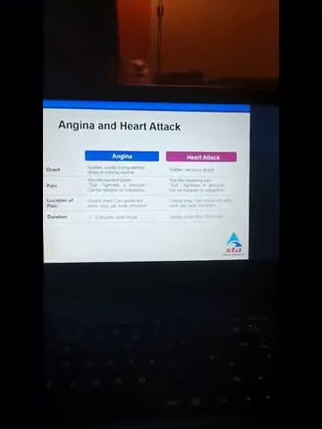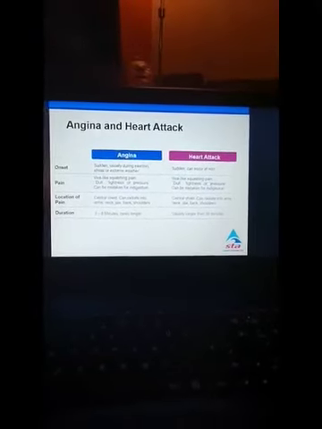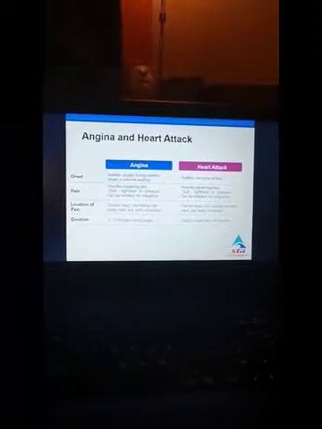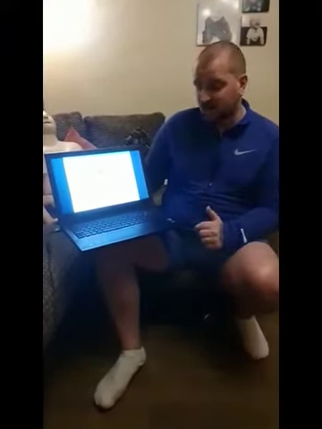The difference between the two conditions is the duration. An angina attack usually lasts 3 to 8 minutes and is rarely longer, whereas a heart attack usually lasts longer than 30 minutes. If you come across somebody experiencing these symptoms and you're timing it, and the symptoms start to wear off after about 8 minutes, then that's an angina attack. If it's lasting longer, that's verging on a heart attack, guys, a more serious condition.